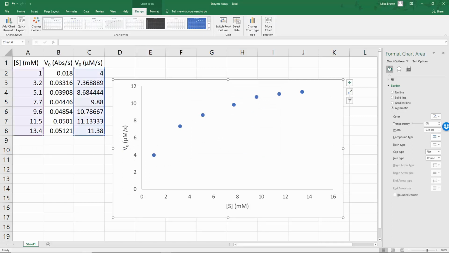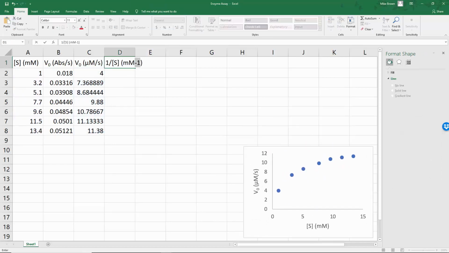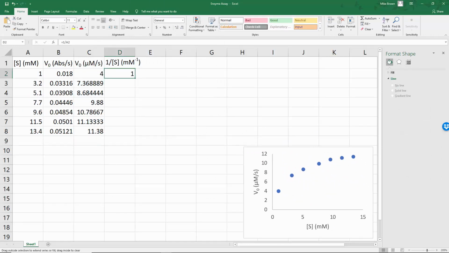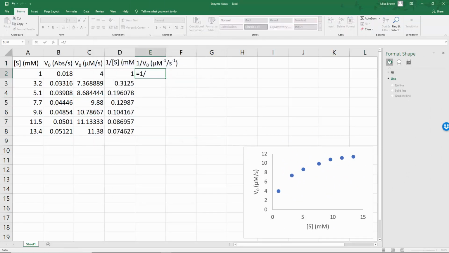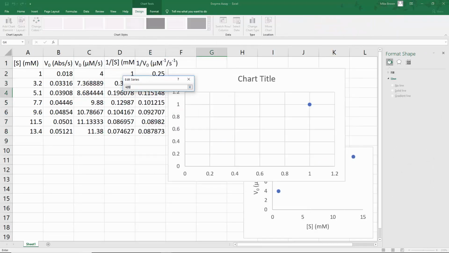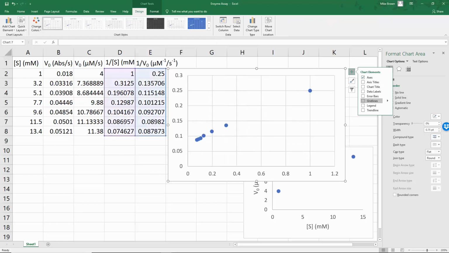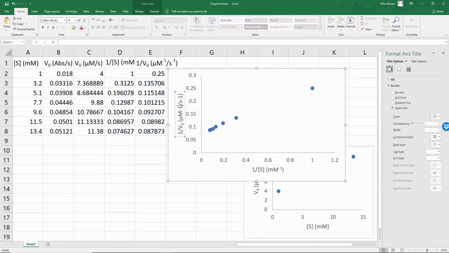But as I said in the previous video, it's difficult to determine the equation that fits this curve. So let's make a reciprocal plot. Make a new column that's 1 over the substrate concentration, and another new column that's 1 over the V0. Note how the units have changed. Then make a new scatter plot, just as we did before, with these new columns as our X and Y series. This is our Lineweaver-Burk plot, and we want the line that fits this data.